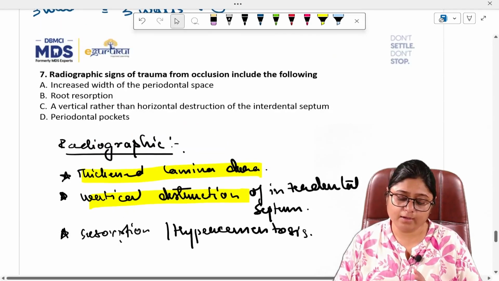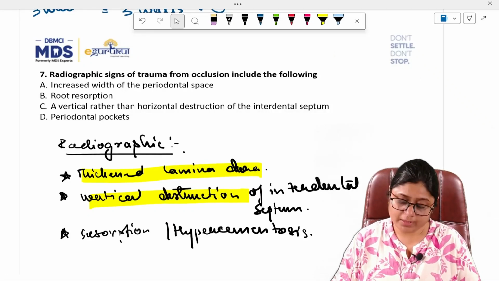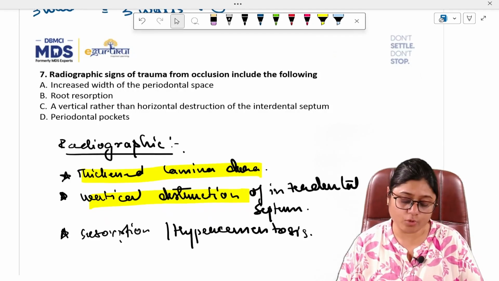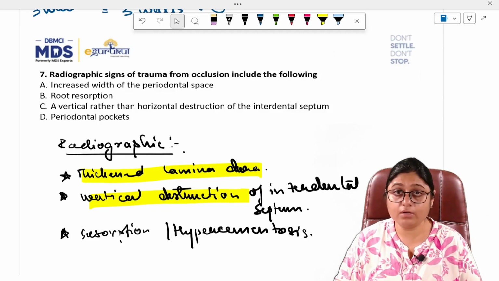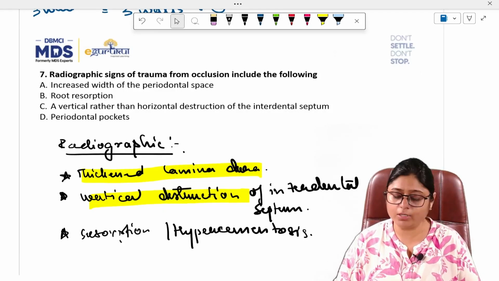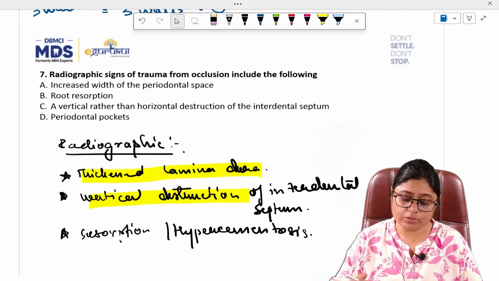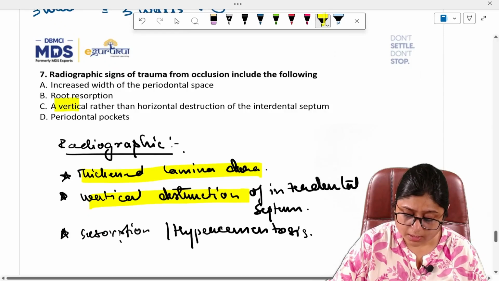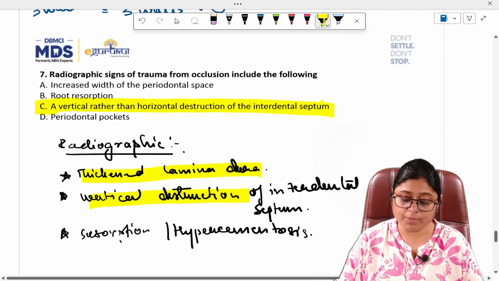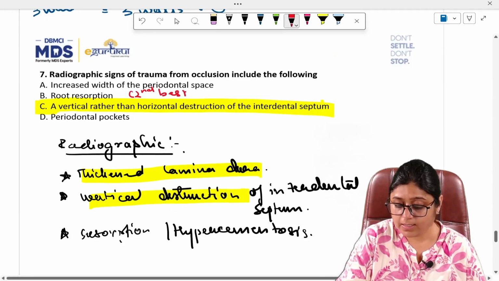So now let us see the options once again. Increased width of periodontal space? No. There will be decreased width of the periodontal space. Root resorption? Yes, root resorption can be seen in some cases, but not always. A vertical rather than horizontal defect, this is definitely one of the most important radiographic features. And deep periodontal pockets? Periodontal pockets cannot be seen in radiographs, guys. So the answer to this question is a vertical rather than a horizontal destruction of the interdental septum. The second best option to choose here will be root resorption.